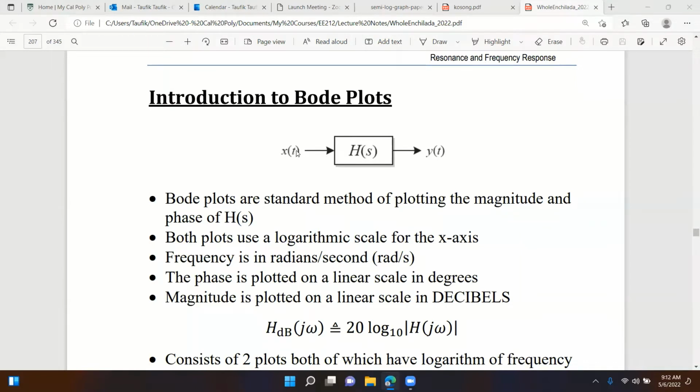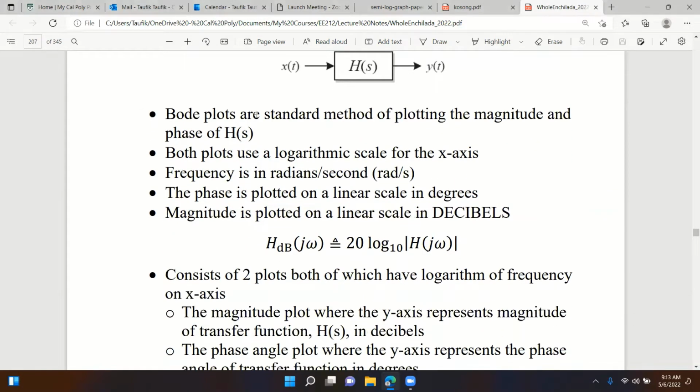You have input x of t, output y of t. The system itself is represented by H of s. That's the transfer function. Remember the transfer function that we talked about on Monday? So that system is represented by the transfer function, and then we excite the system with this signal x of t, and the system outputs y of t, right? So the transfer function itself is going to be the ratio of output over input, y over x. That is what H of s is.